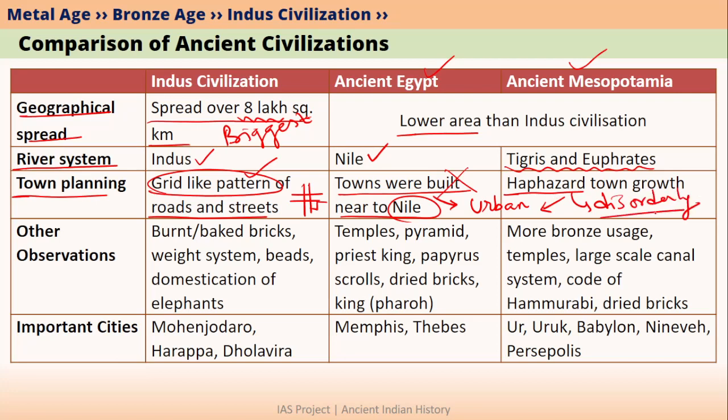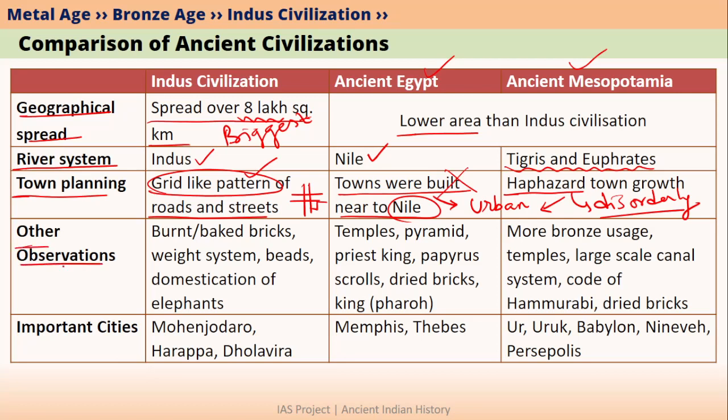It was disorderly because most of the ancient Mesopotamian cities were actually villages first, and these villages developed into large villages and into towns and then finally into cities. That is why they were not properly planned cities.